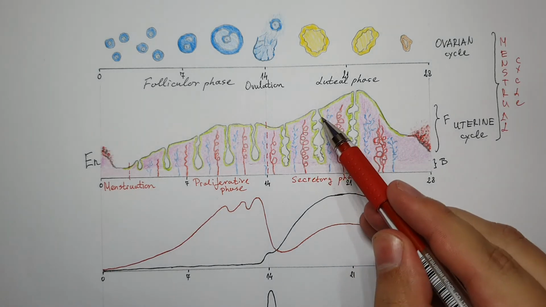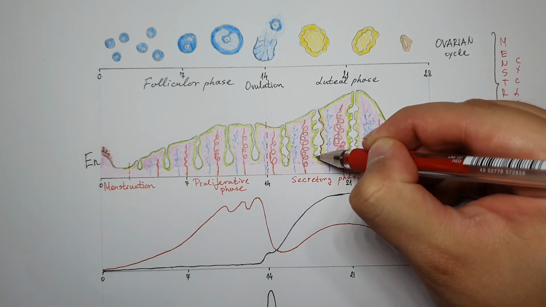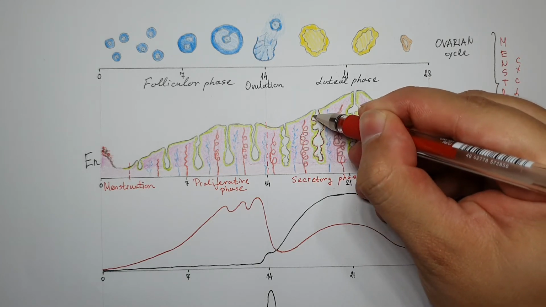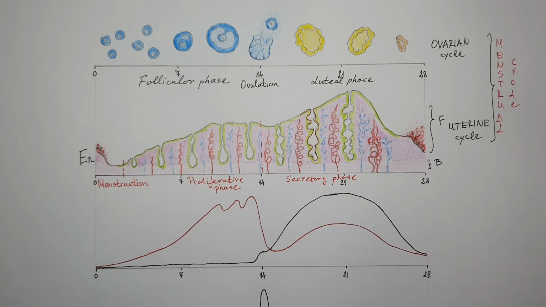Mainly because these glands, these are uterine glands, they're secreting a lot of substances that will make, if there is an implantation, a good environment for the egg to implant. So with a lot of nutrients and substances. So now we will see how these changes are influenced by hormones.